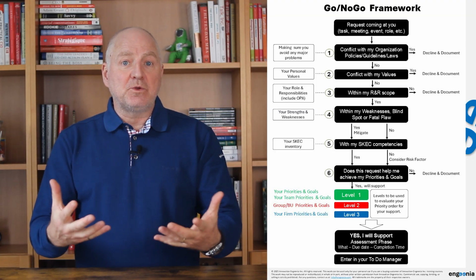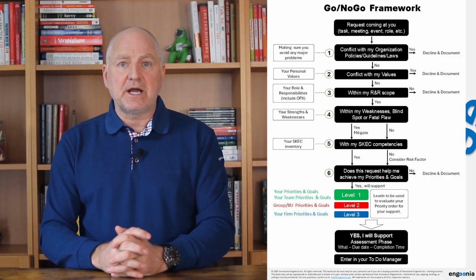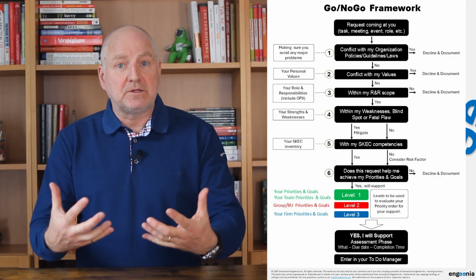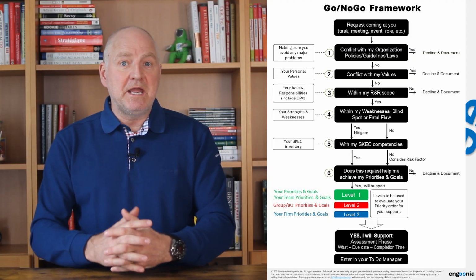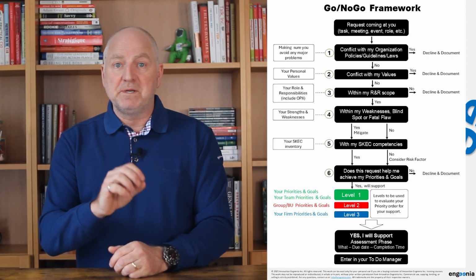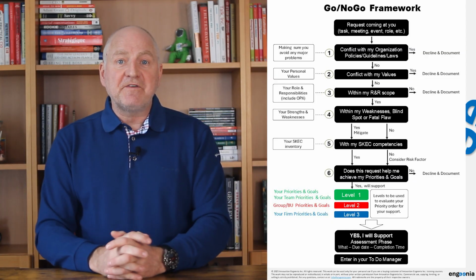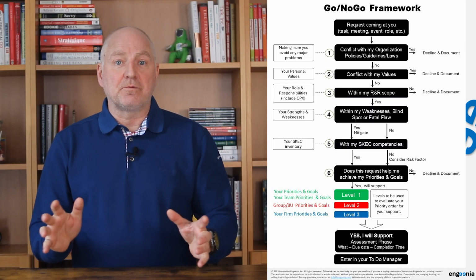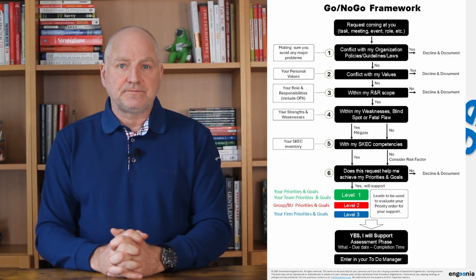If it's in line with your level 1 to 3, you need to support, no questions. The decision that you will have to make is to evaluate the priority order of the task in your to-do list. Level 1 being your own and direct team priorities, level 2 being your group or business unit, and level 3 being the whole organization. If it's not aligned with any level of your priority, 1, 2, 3, you need to decline and document the request. Okay, now you fully understand the 6 lenses for the go-no-go framework.